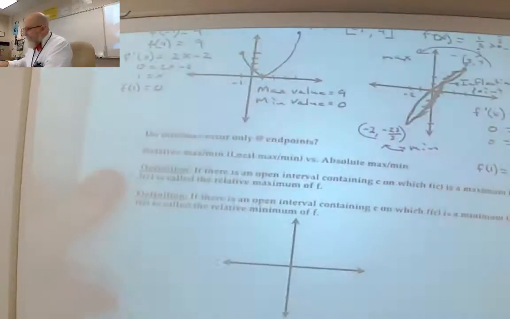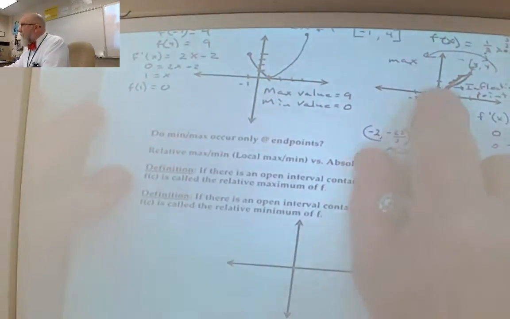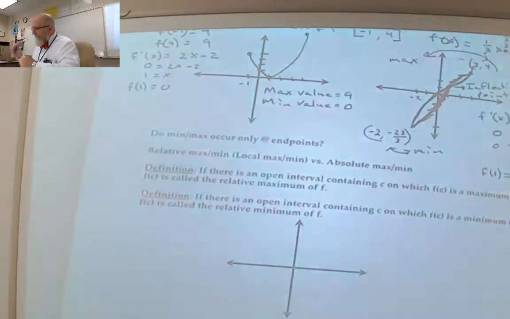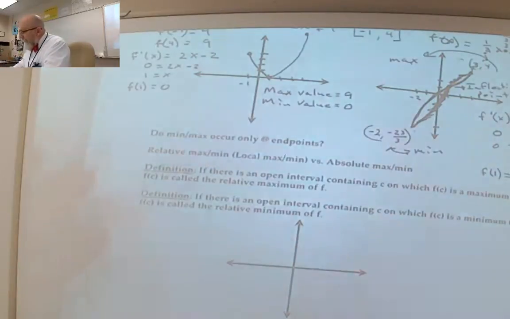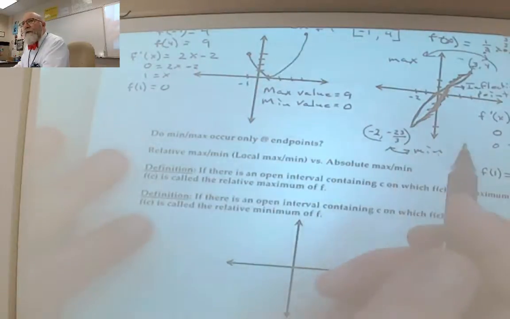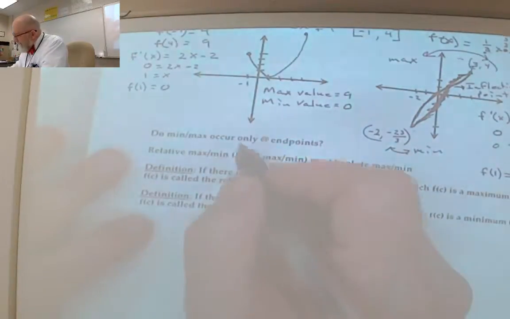All righty. We're going to talk about how to determine that concavity. We're going to get to that. Okay. All right, so the question is, do minimums and maximums occur only at endpoints? The answer would be what? No.